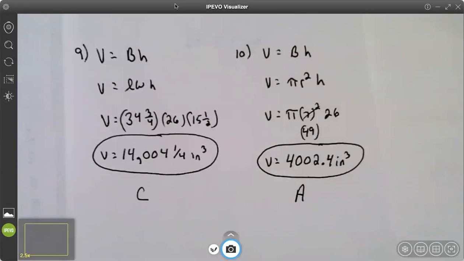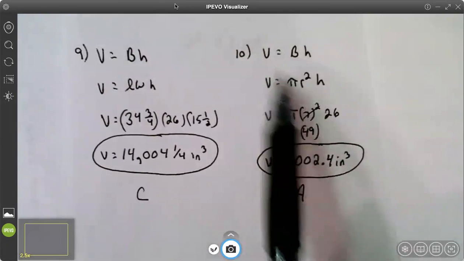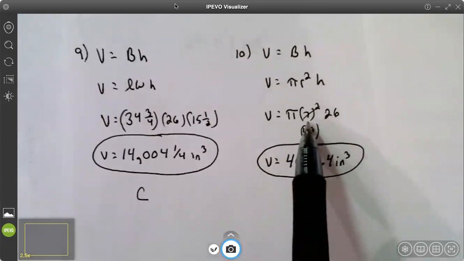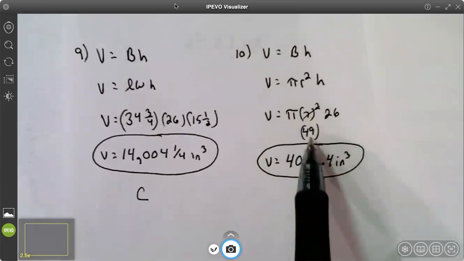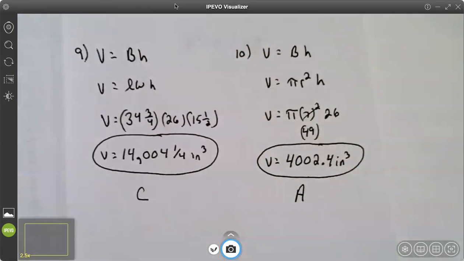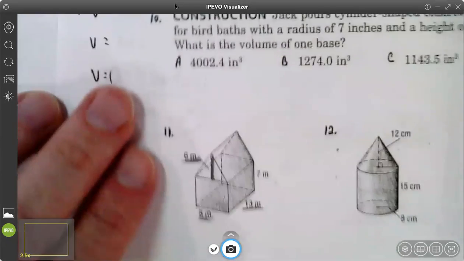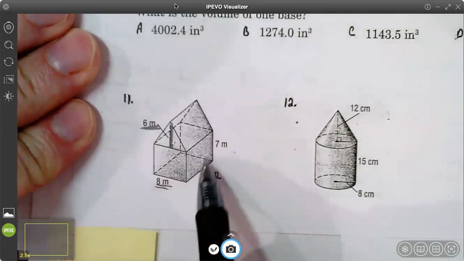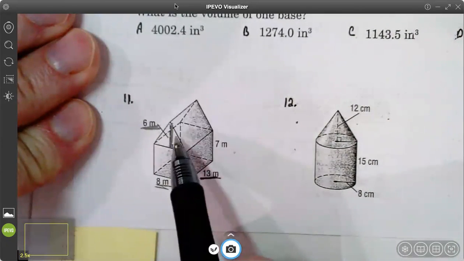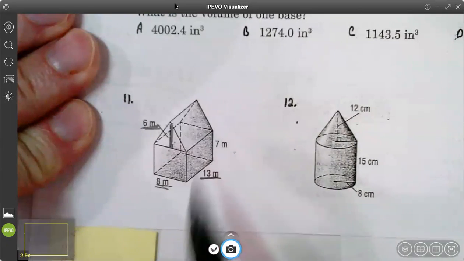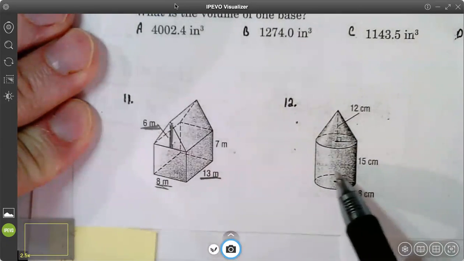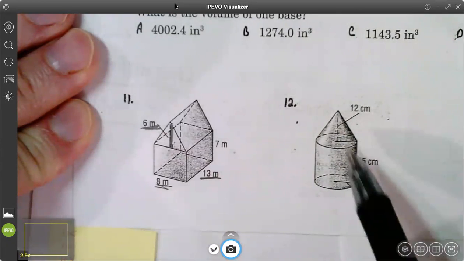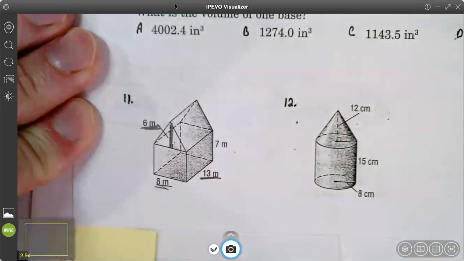Here are those two answers. Length times width times height would have gotten us number 9. 10 was a cylinder. Plug 7 in for radius, do the exponent first, then multiply the three numbers together to get your answer. And if we had to do number 11 or 12, they are complex. Here we'd have to get the volume of this rectangular prism, get the volume of the triangular prism, and add the two answers together. Here we'd have to get the volume of the cylinder, the volume of the cone, add the two answers together.